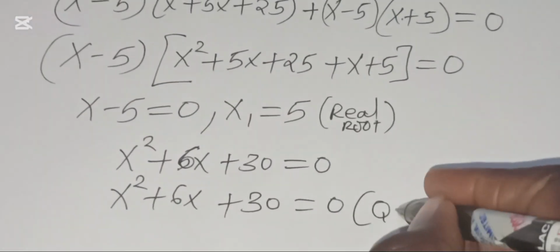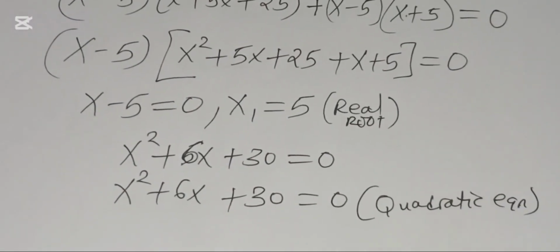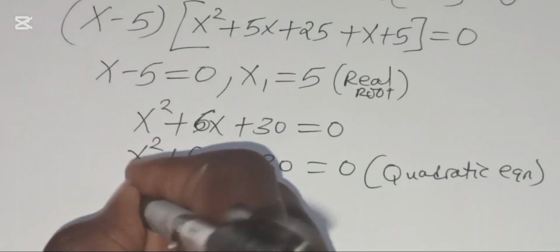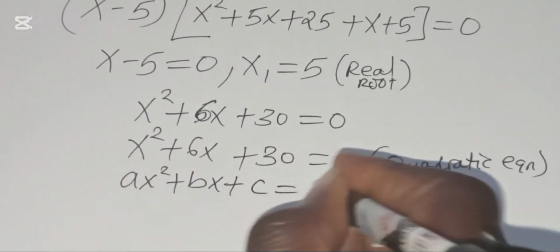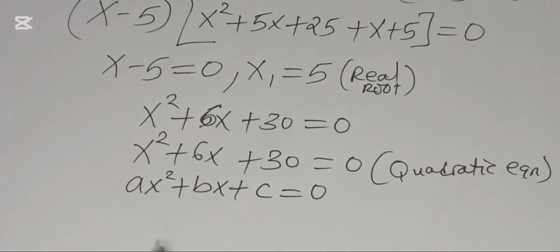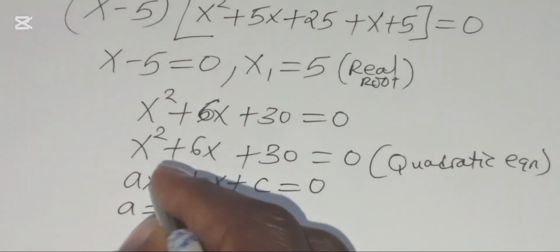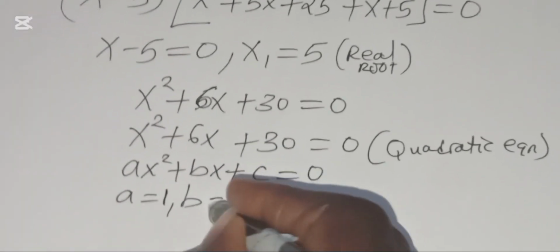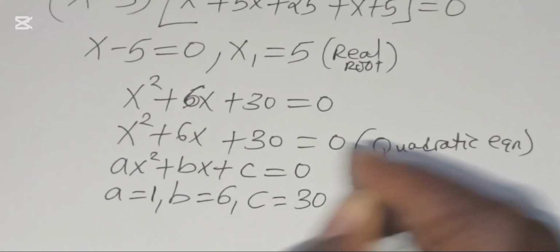And this is a quadratic equation, okay? This is our quadratic equation, whereby this quadratic equation is in the form of ax squared plus bx plus c equal to 0. So from this, we have a, which is the leading coefficient of x squared, is equal to 1. We have b is equal to 6, and we have c is equal to 30.